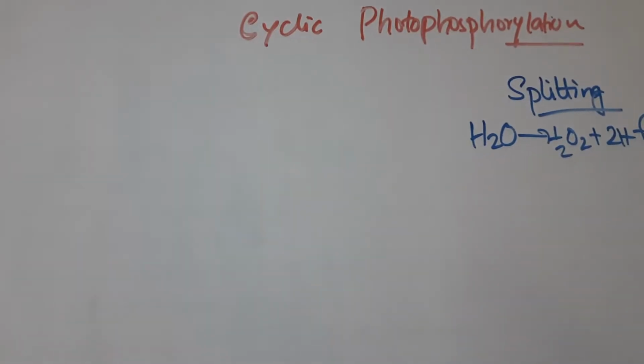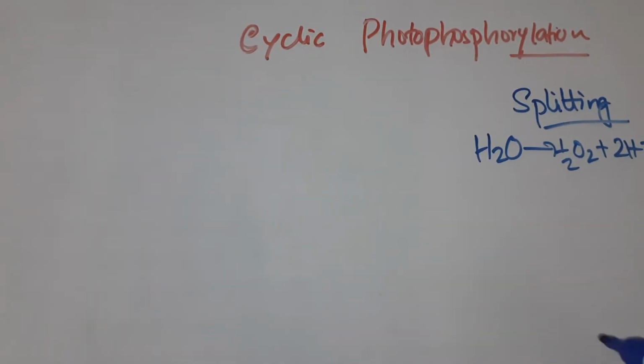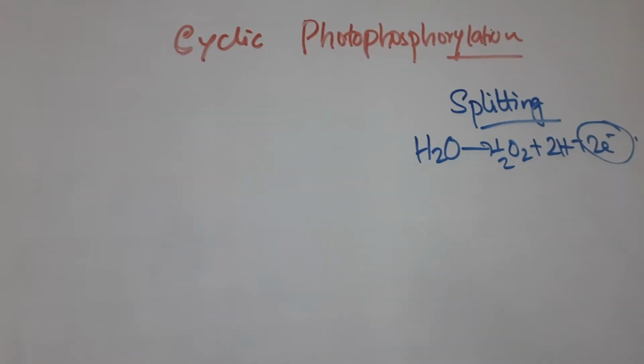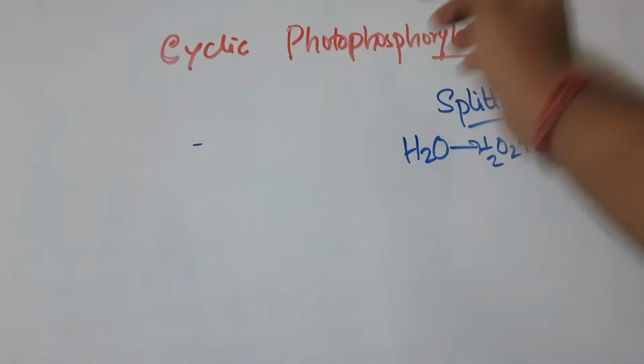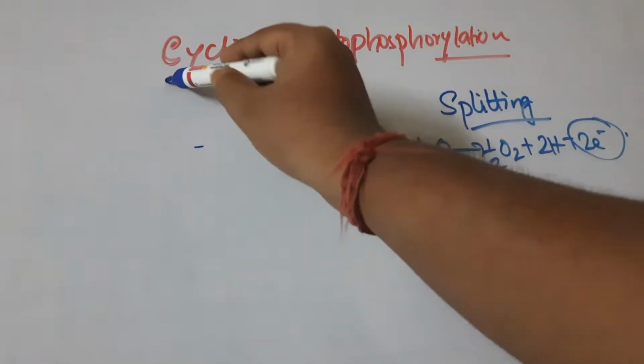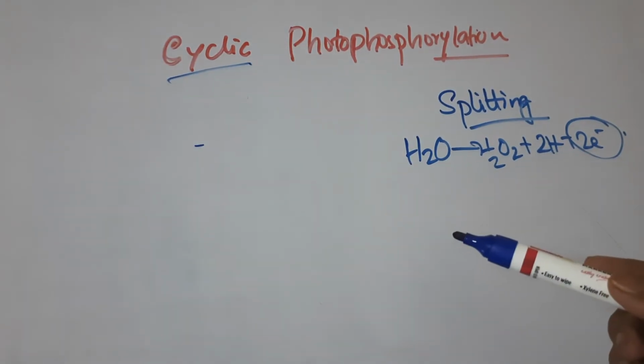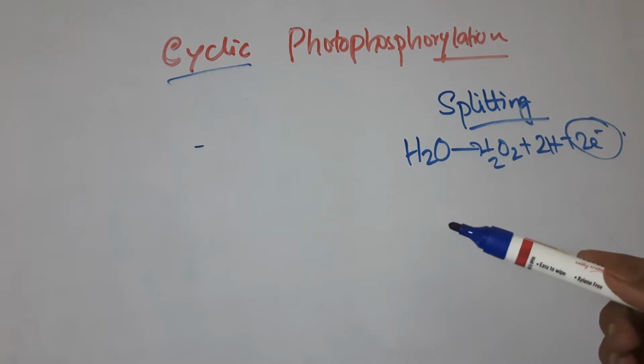Now let me show you cyclic photophosphorylation. There are two types of photophosphorylation. One is cyclic, one is non-cyclic. So I'm going to show you cyclic photophosphorylation.